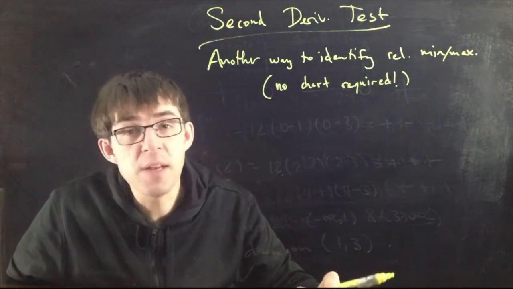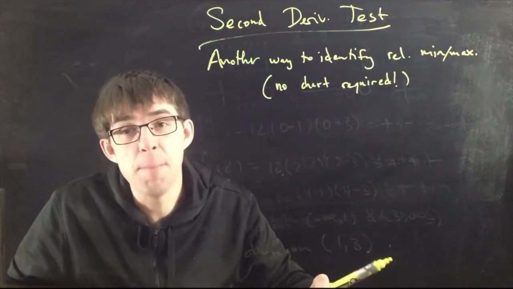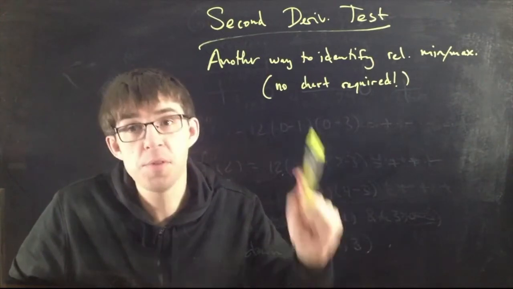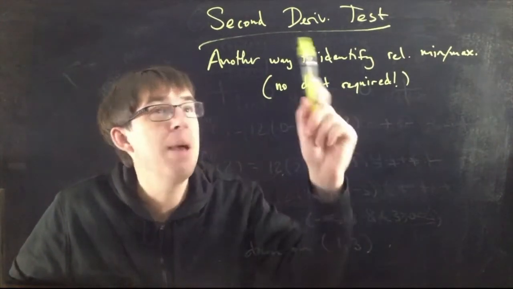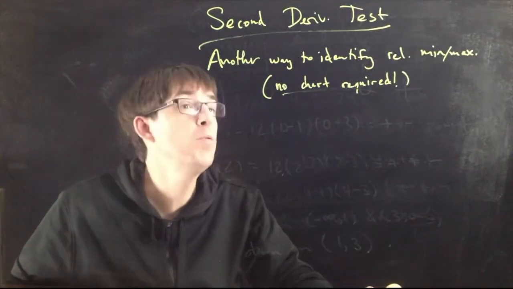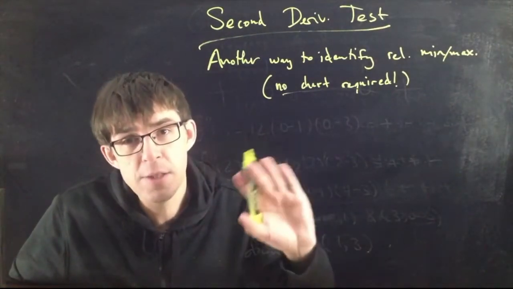The second derivative test is another way to identify the relative minima and maxima. We used the first derivative test to do that before, but there's another way to do it. And the benefit to the second derivative test is right here: no chart required. It's true. You don't have to make that chart and then do the pluses and minuses.